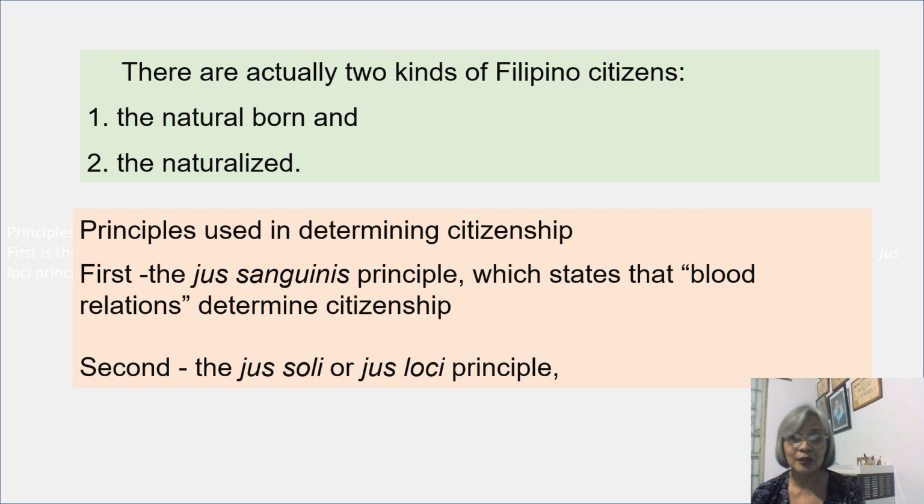So, there are two principles used in determining citizenship. First, the jus sanguinis principle, which states that blood relations determine citizenship. And second, the jus soli or the jus loci principle na nagsasabi na kung saan ka naman pinanganak, doon nandun yung allegiance mo or citizenship mo. Sa Amerika, ang ginagamit nila itong jus soli. Tapos itong sa Pilipinas tayo, jus sanguinis, kahit saan pa yan ipinanganak or ipapanganak, Filipino citizen siya, basta meron siyang dugong Filipino. Kaya tayong mga Pilipino, dumadami ng todo kasi tinitrace natin yung bloodline talaga to claim that Filipino brother or sister.